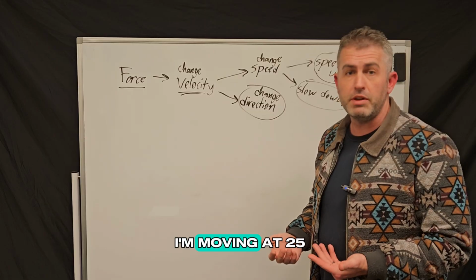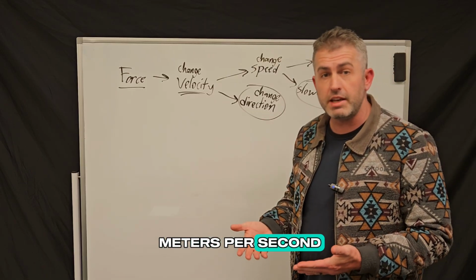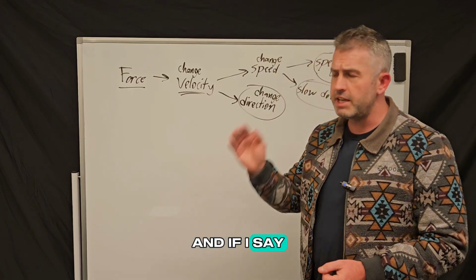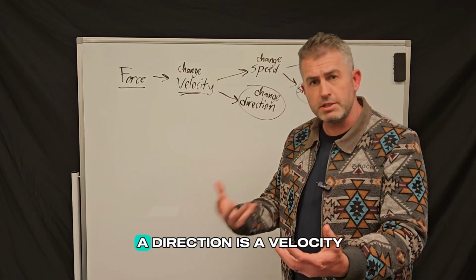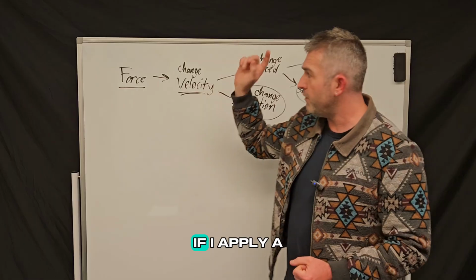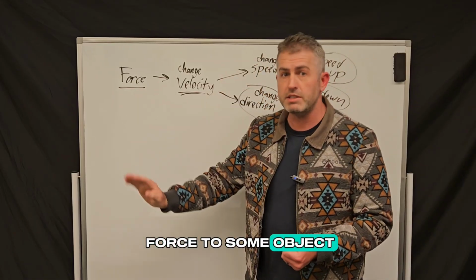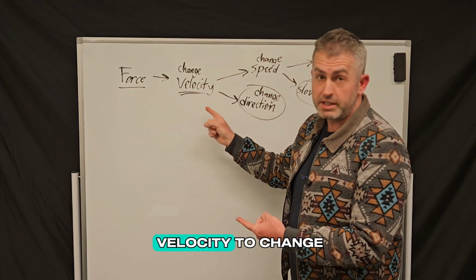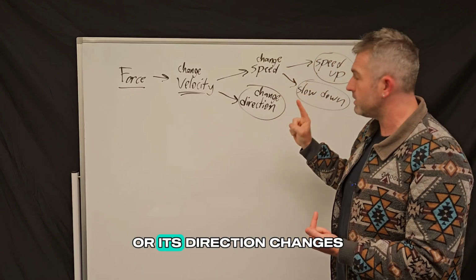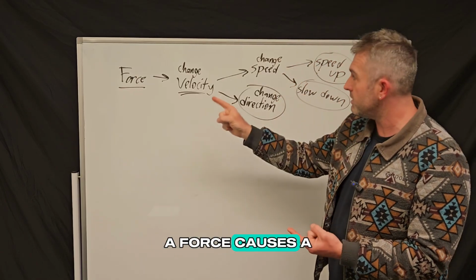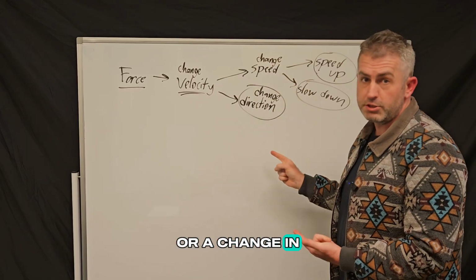So if I say I'm moving at 25 meters per second, that's my speed. And if I say I'm moving in the forward direction, that's the direction part. So a speed plus a direction is a velocity. If I apply a force to some object, I cause that object's velocity to change, which means either its speed changes or its direction changes. A force causes a change in speed or a change in direction.